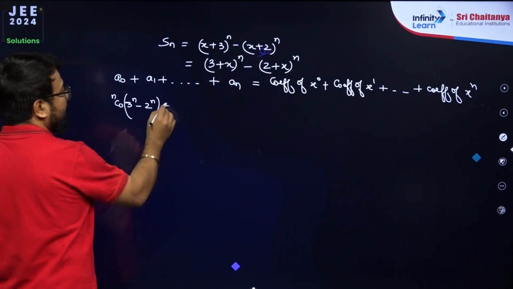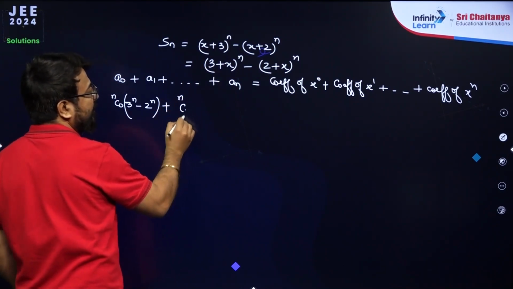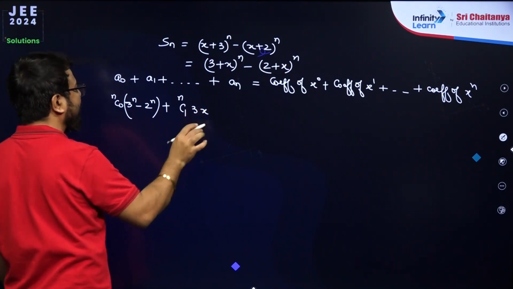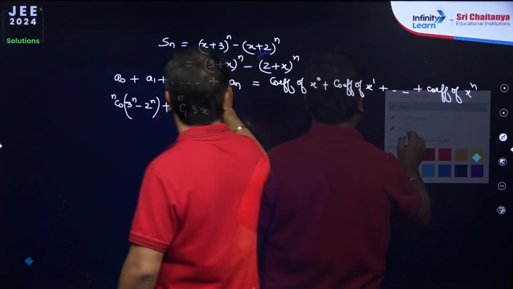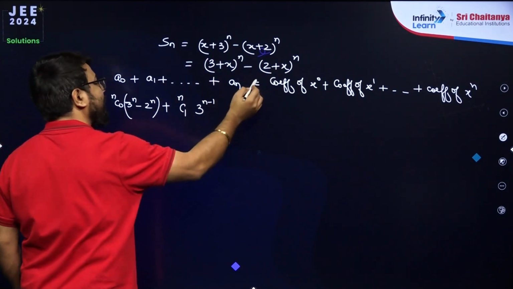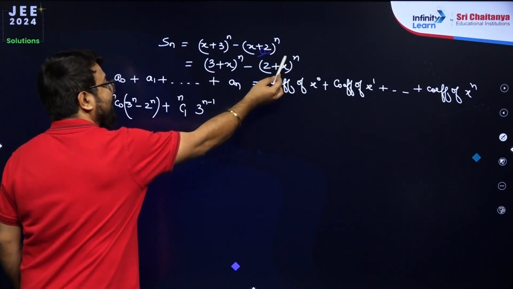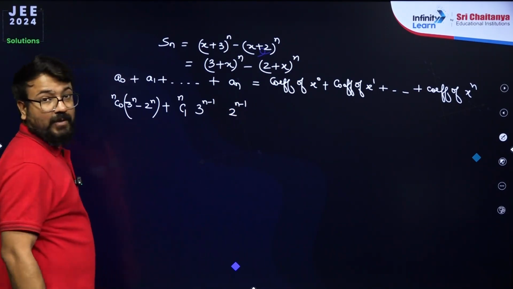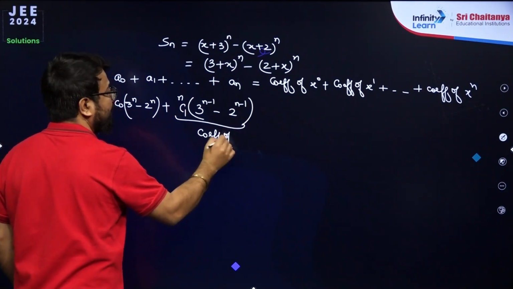Are you getting my point? Then for the coefficient of x^1, here it will be nC1 3^(n-1) and x^1. Here it is nC1 2^(n-1) and x^1. So actually this is the coefficient of x. Can you see that in that expression?